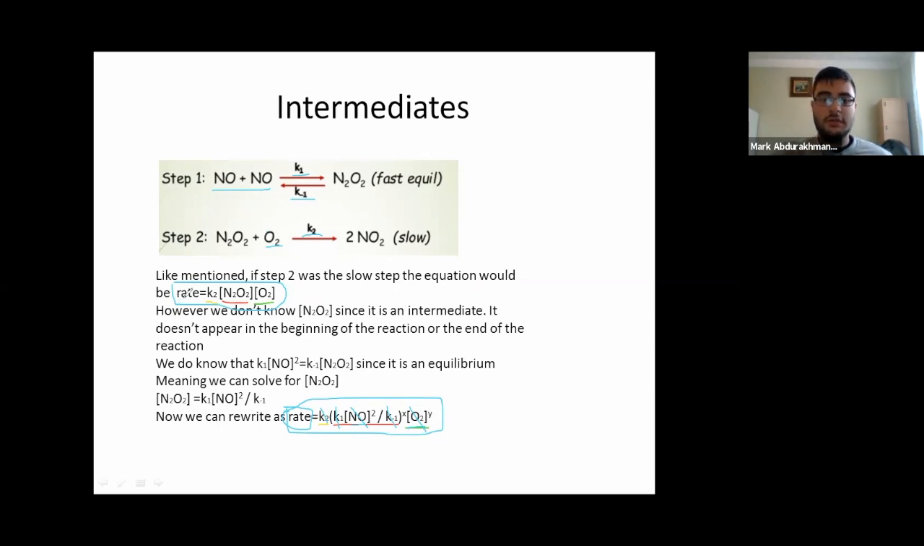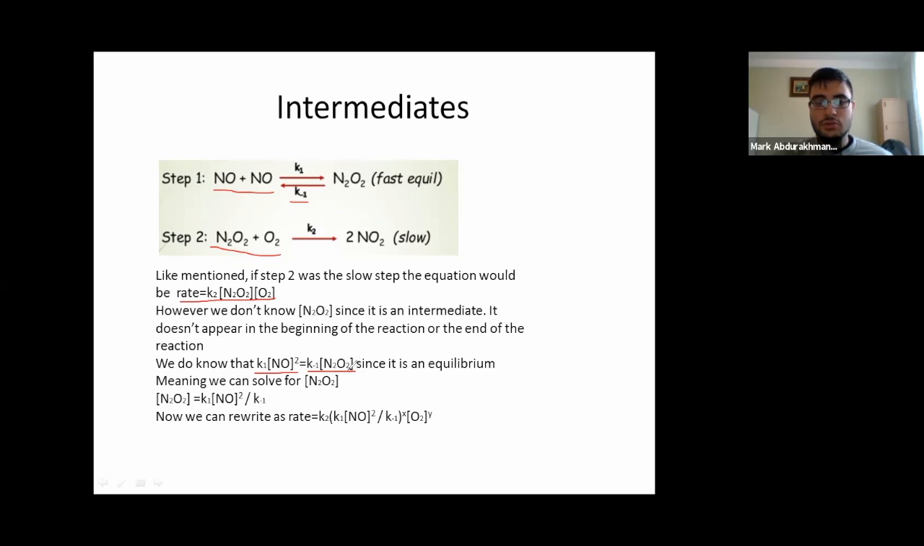You would have to write the rate law of step 2, which is here. That would be step 1: the first thing you do is derive the rate law of the slow step, which I did here. Recognize N2O2 is the intermediate and can't be used. Next, you would have to find the rate laws of the K1 reaction and the K-1 reaction, and set them equal to each other, which I did right here.